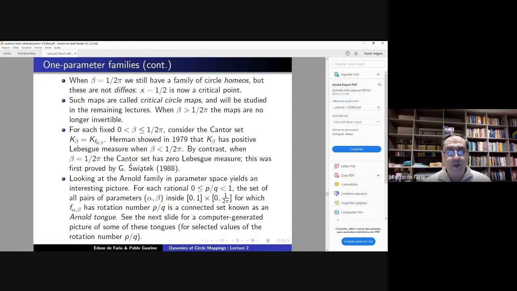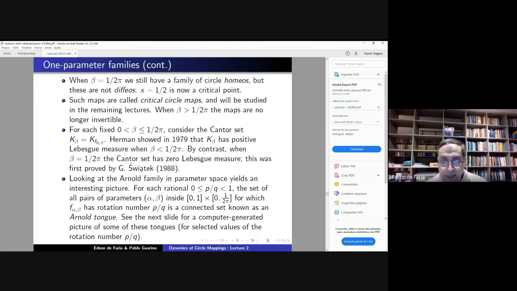So what is this picture? You can look in parameter space, the whole Arnold family on the rectangle, right? I mean, parameter alpha varies between 0 and 1, and beta varies between 0 and 1 over 2 pi. So on this rectangle, you can look at the parameters for which you have rational rotation numbers, okay? So if you fix a rotation number, and you look at all pairs of parameters for which the corresponding map in the Arnold family has rotation number p over q, then what you get is a connected set.